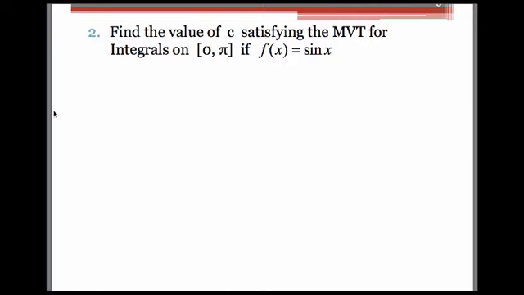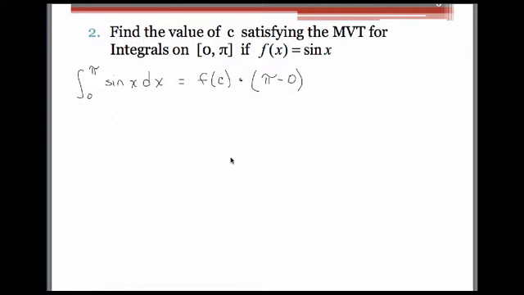So once again, we'll set it up as the definite integral from 0 to pi of sine of x dx. And remember, you're setting that equal to the area of a rectangle. So the height of the rectangle is f of c. The width of the rectangle in this case is going to be pi minus 0.